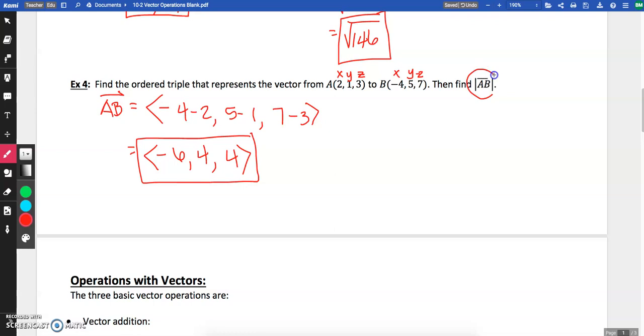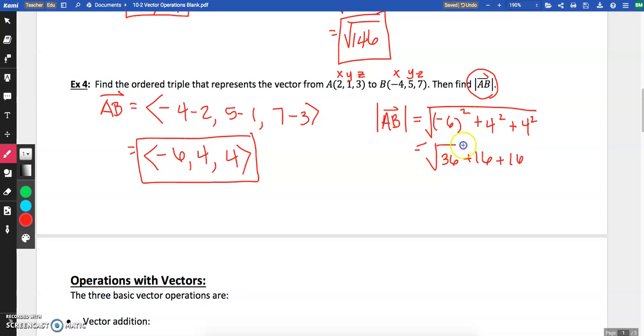And then again, we're finding the magnitude. Those bars mean magnitude. This should be a little arrow. So the magnitude of vector AB works the same way. We're going to do the square root of each component squared. So -6 squared plus 4 squared plus 4 squared equals square root of 36 plus 16 plus 16, which equals square root of 68, and we'll leave it like that for our magnitude. Okay.